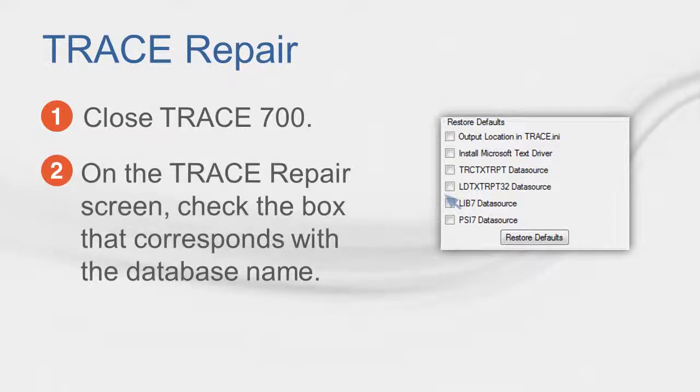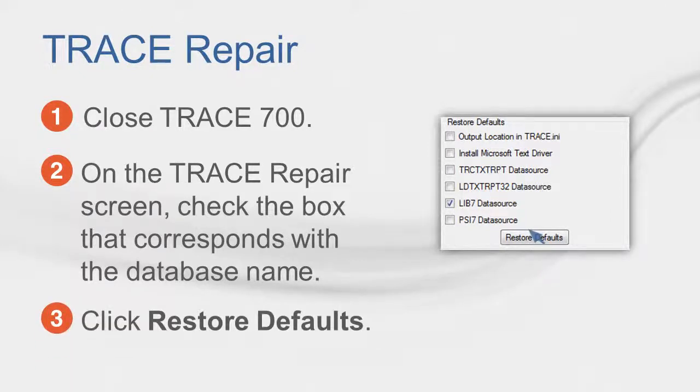To correct the problem, ensure that Trace is closed. Check the box that corresponds with the database name, and this is visible at the top of the login error screen. Click the Restore Defaults button. It's important to note that only one box should be checked at a time. If you are seeing multiple login errors, restore the default connections one at a time.